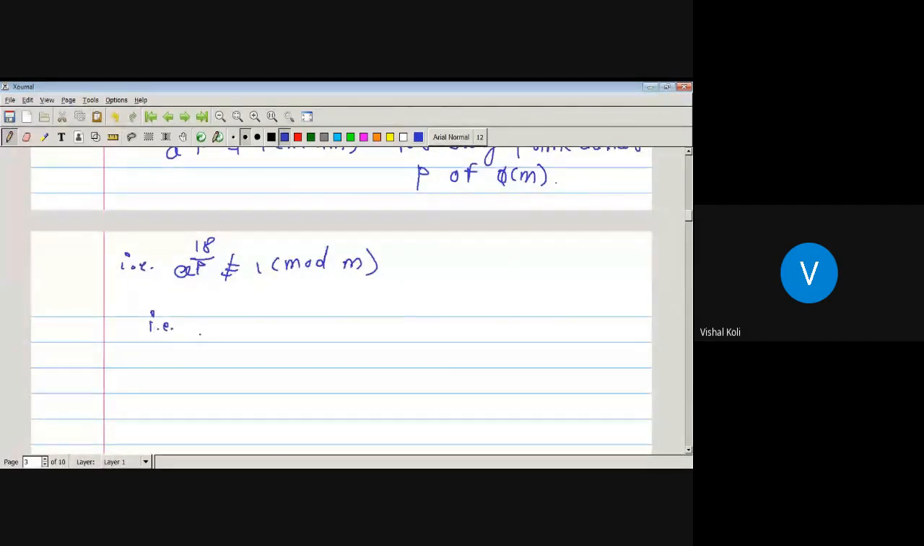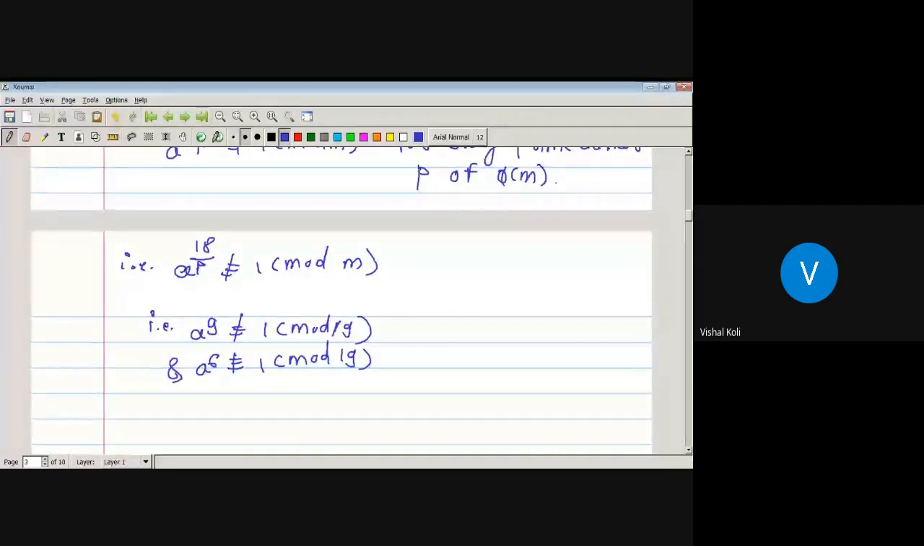That is e to the power 18 divided by 2, which is e to the power 9, is not congruent to 1 modulo 19, and e to the power 18 divided by 3, which is e to the power 6, is not congruent to 1 modulo 19. If a to the power 9 is not congruent to 1 modulo 19 and a to the power 6 is not congruent to 1 modulo 19, then we say that the corresponding integer a is a primitive root of 19.